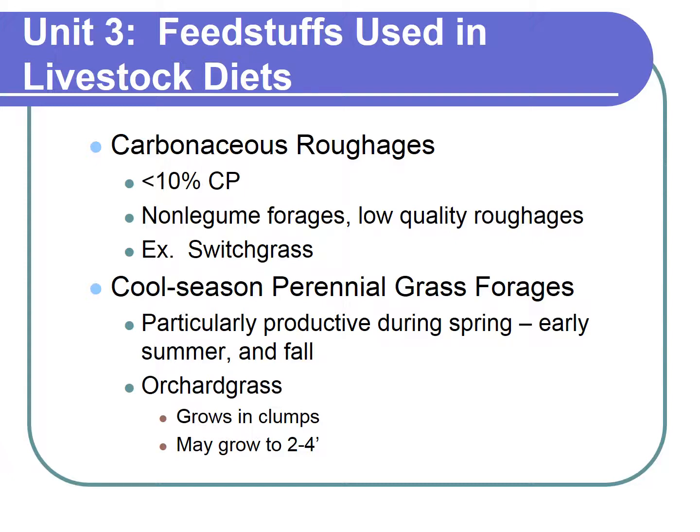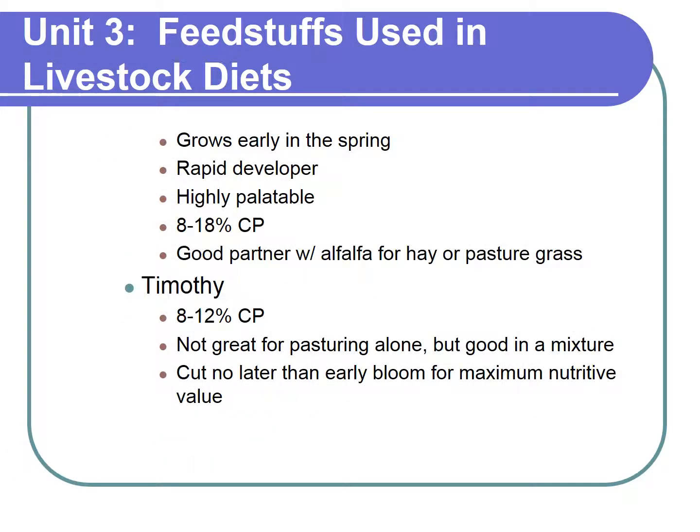Carbonaceous roughage is generally less than 10% crude protein, and here we're talking about something like switchgrass. Then we can get into cool season perennial grass forages. As you guys start talking about pasture grass and pasture grass blends and how we might feed animals, just supporting them out there on pasture, you need good blends of grasses that will be productive early in the spring and will handle the foot traffic. Orchard grass is a good example, and it's a pretty rapid developer.